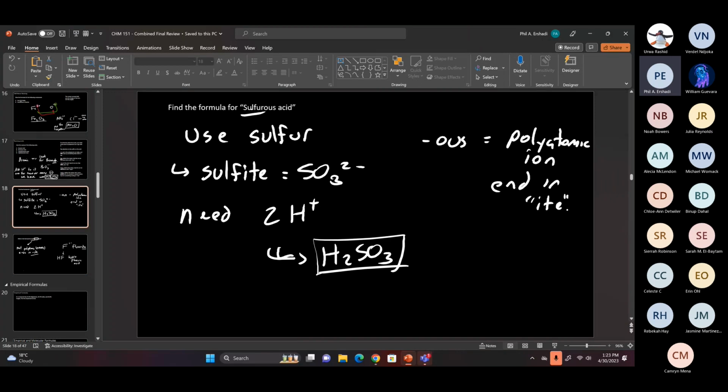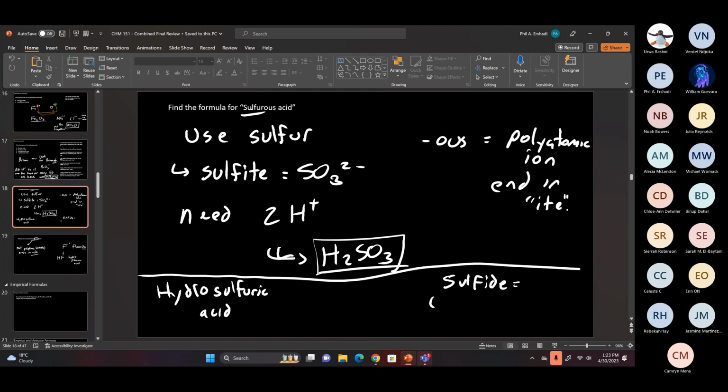Let me just do a contrast here. If you did hydrosulfuric acid, you would not use SO3, you would use sulfide. And also, let me just draw a line here. Don't go to the polyatomic ion chart, you just go straight to the periodic table.